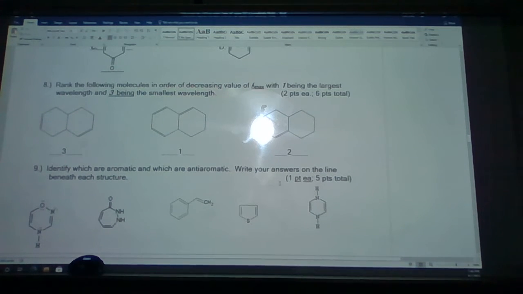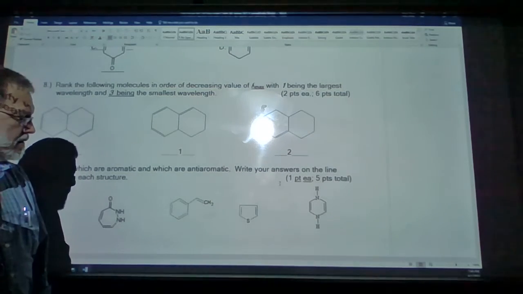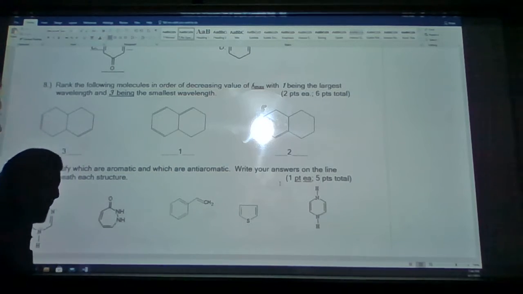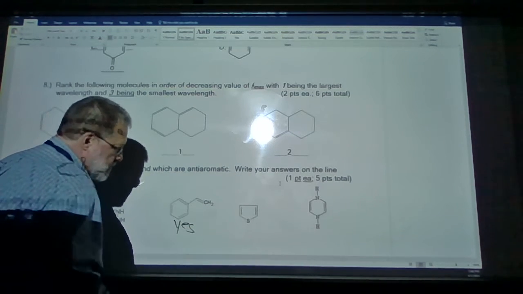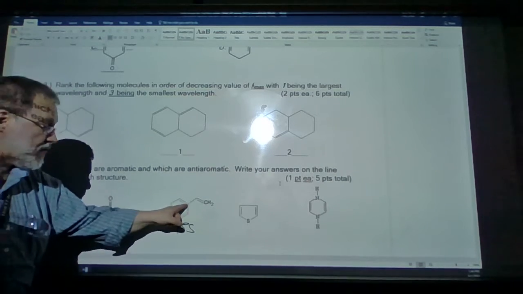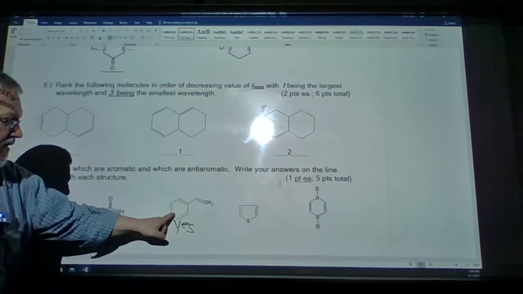Identify which substances are aromatic and which are anti-aromatic or non-aromatic. Write your answers beneath each structure. Is this aromatic? Yes. Why? Don't we have all 3 double bonds immediately adjacent to one another? Yes. Does this CH2 conjugate with the aromatic ring? Yeah, it does, but it's not aromatic because of this. It's aromatic because of the ring.